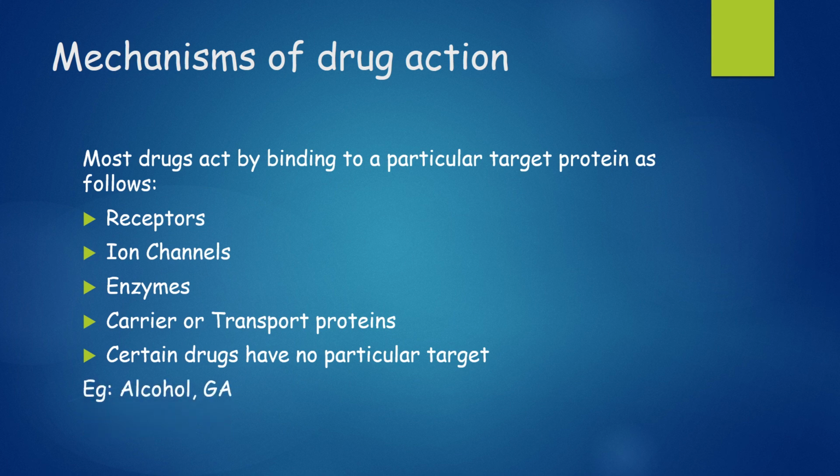An example of a drug without a target is alcohol. Alcohol does not have a specific receptor. It can act at different sites in our body, but there is no specific site for acting. Again, general anesthesia also has no specific receptors, specific enzymes or specific channels for its action, but it can cause some effect in our body. Okay.